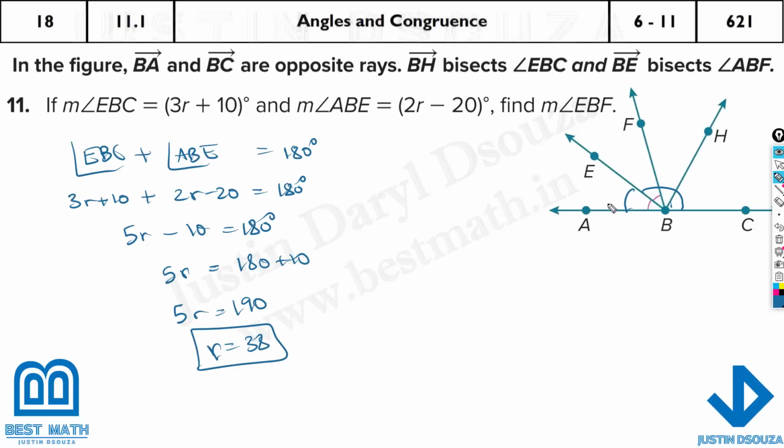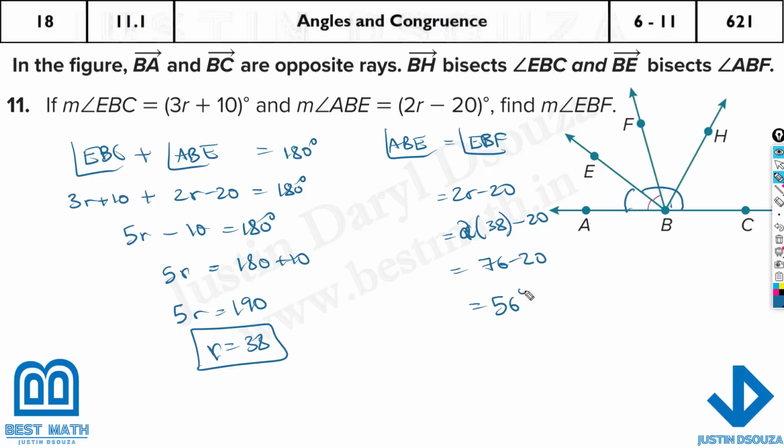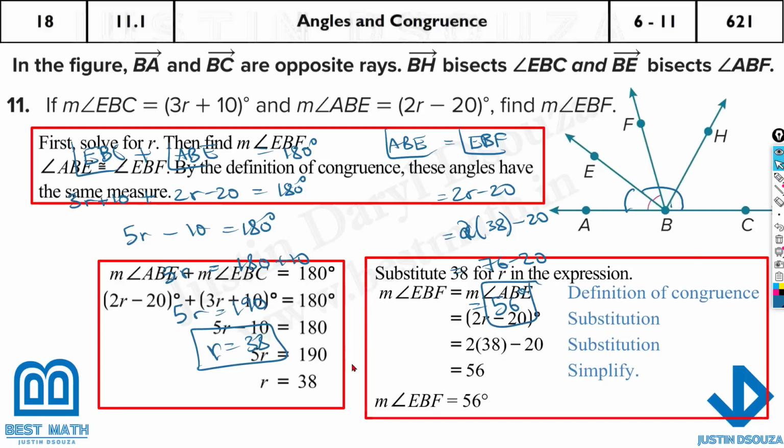Now, what we need is EBF, but ABE is congruent to EBF. So we know ABE is equal to EBF. So just substitute this as 2R minus 20. And what is the R value? 2 times 38 minus 20. 40 times 2 is 80, minus 4 is 76, minus 20, it's 56 degrees. So the answer is R is 38, and then EBF is 56 degrees.